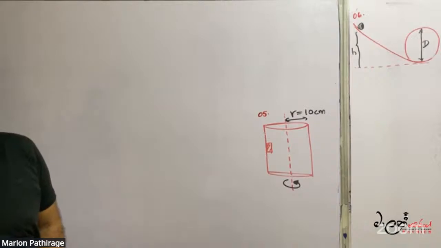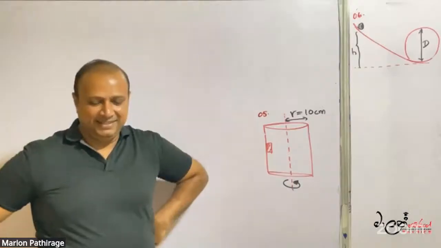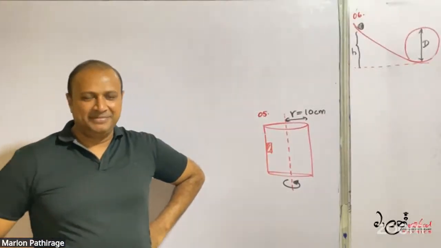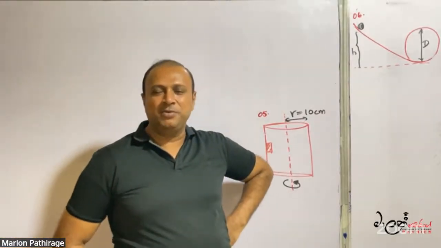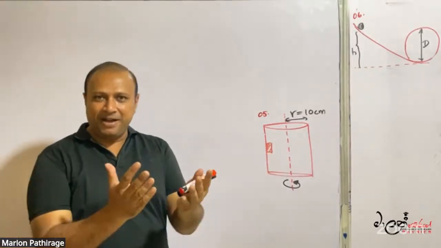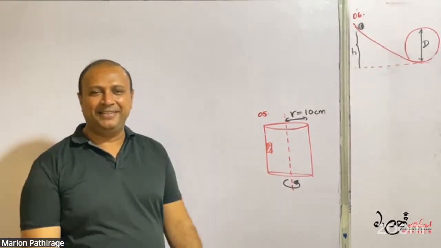Well, at the bottom it should be root 5. Velocity at the bottom should be root 5gr. Yes, very good. The velocity at the bottom should be root 5gr. Then how to build a relationship?